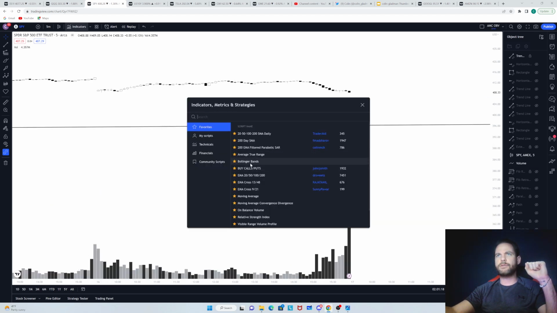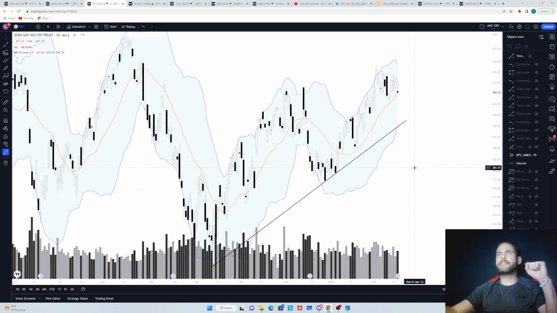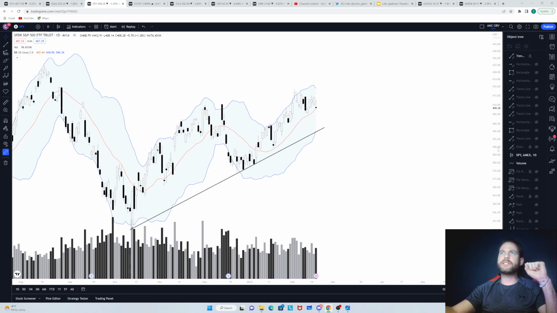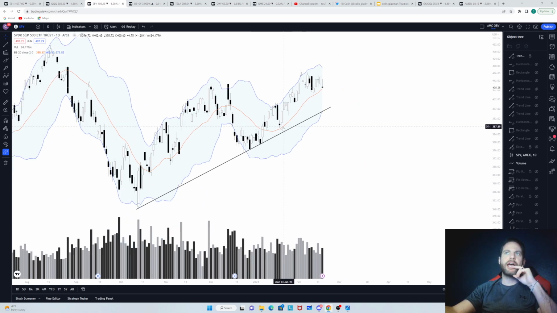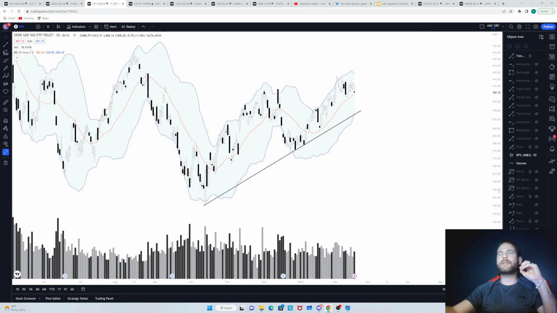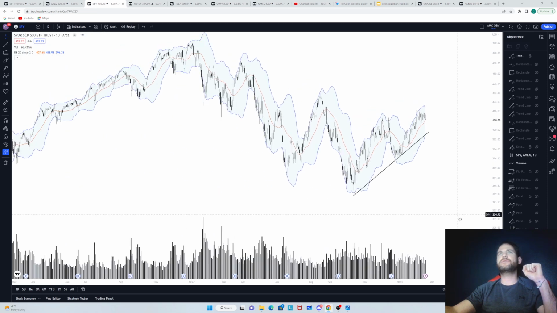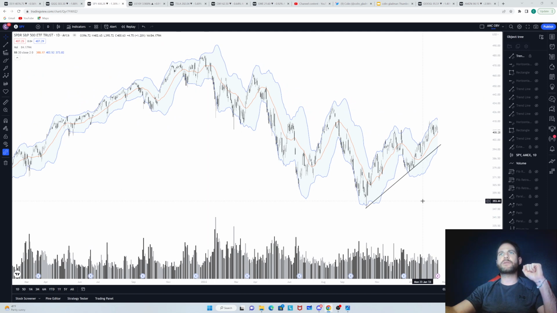Let's go to Bollinger Bands now. This is one that I'll check. Essentially, what you've got on the Bollinger Bands is the 20-day moving average and two standard deviations from that. The whole goal of Bollinger Bands is that they're going to encompass, I believe, about 90% of all the activity. If you zoom out, you can see that that's exactly what happens.